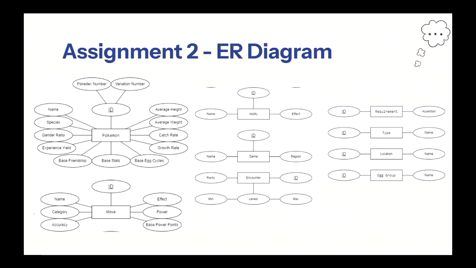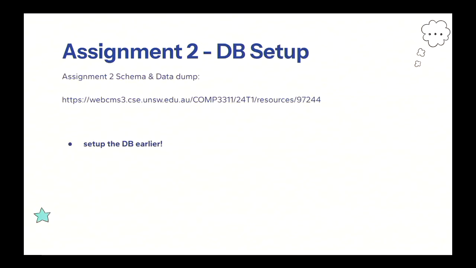And we could have some composite attributes here as well. For example, the ID of the Pokemon is a composite attribute, and the levels here is also a composite attribute. So here are all the attributes. This is available on Web CMS. You can view them at any time you like. We have released the schema and data dump and all the diagrams on Web CMS. You can access them via this link.